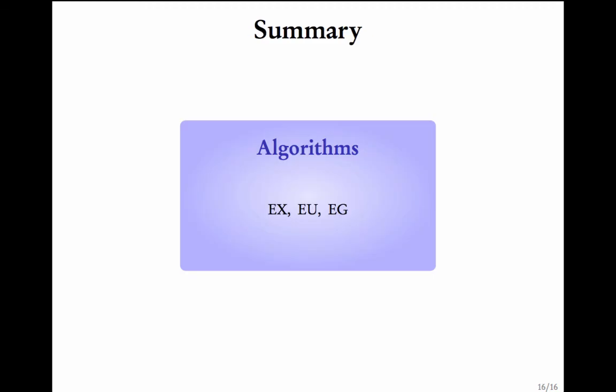So in this module, we have seen three algorithms. Given a formula of this kind, we have seen how the algorithm labels the states that satisfy the corresponding formula. In the next module, we will look at a generic algorithm for any CTL formula.